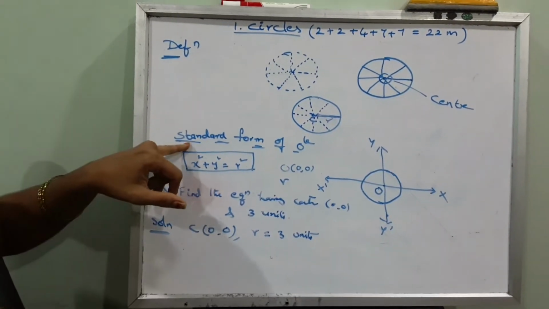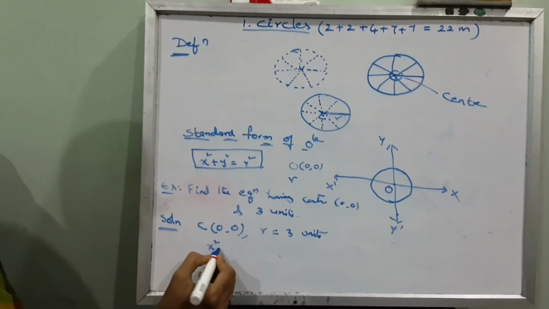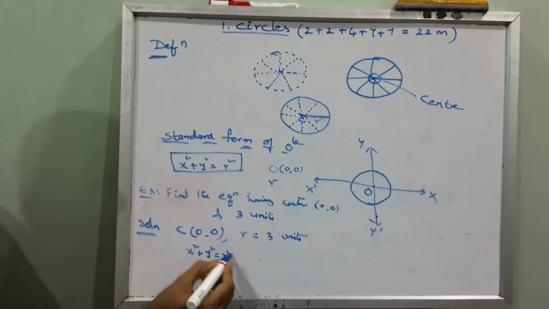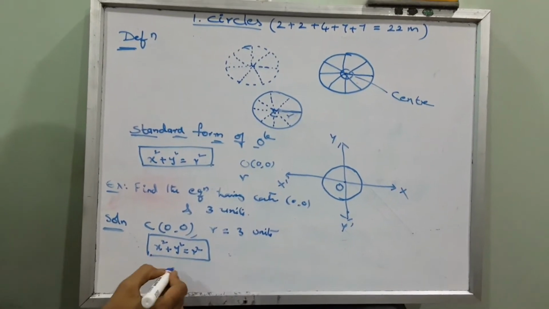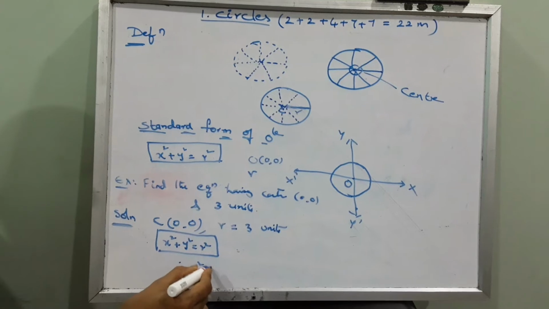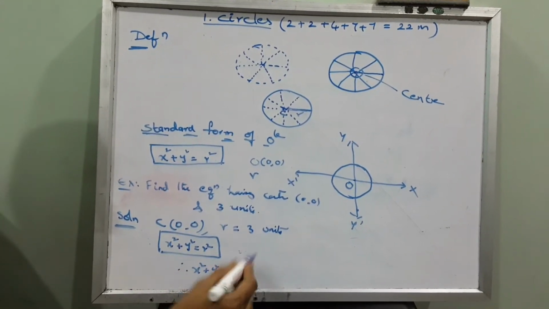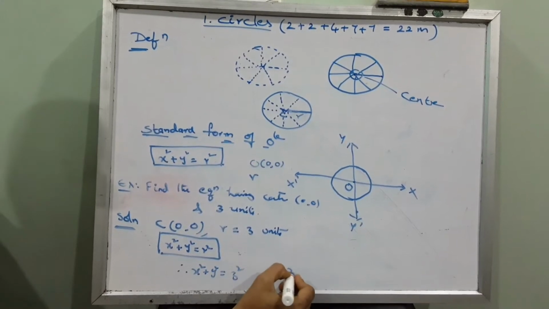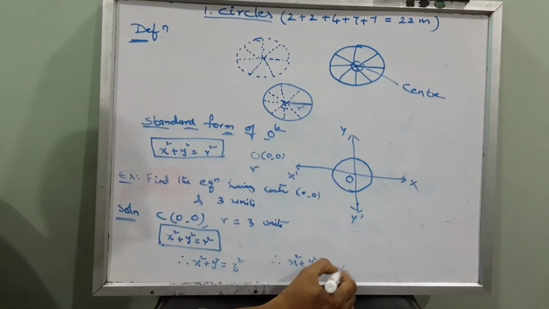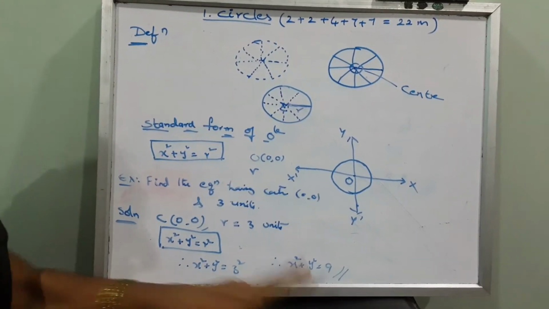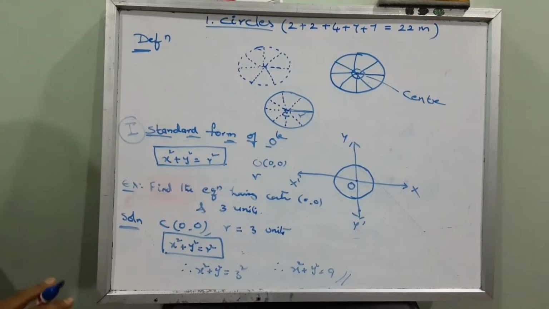Now we use the standard form of a circle here. What is the standard form of a circle? x square plus y square is equal to r square. This is the formula for this. Therefore, x square plus y square is equal to r square. Here r is 3, so 3 square is 9. Therefore, x square plus y square is equal to 9. This is the required equation of the circle. This is the first one, the standard form of a circle.